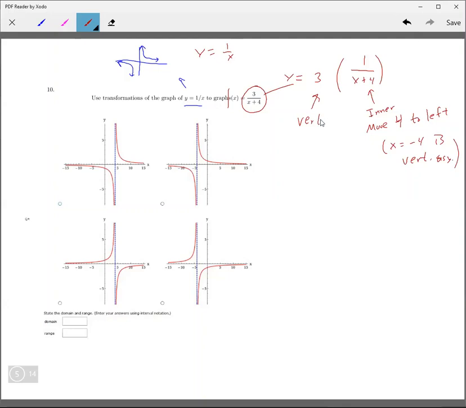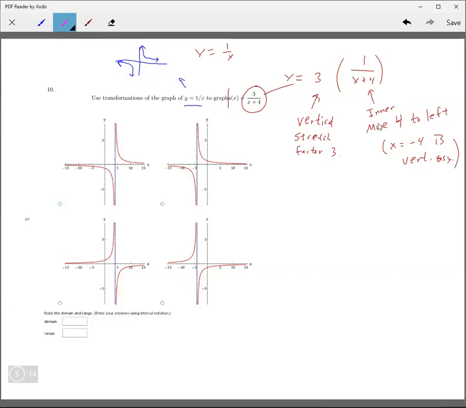a vertical stretch by a factor of 3. But the main thing is you're just going to move this to the left, and then stretch it vertically. So it'll be a little bit more. It'll just be stretched vertically. Okay.